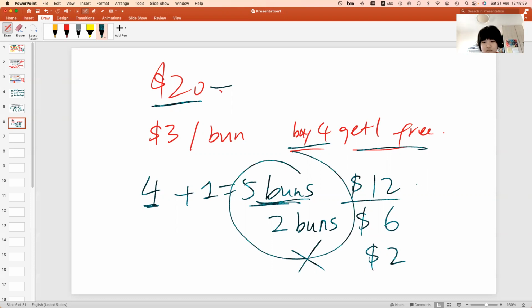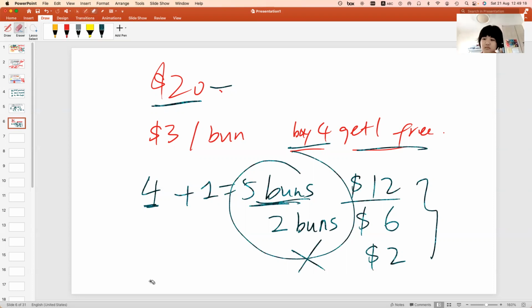Okay, so this is called the breakdown method. You do it the breakdown method. You don't do it like just now, 20 minus 12 and then 8. By the way, I don't even want to show you this bad habit method, because I don't want you to use that.